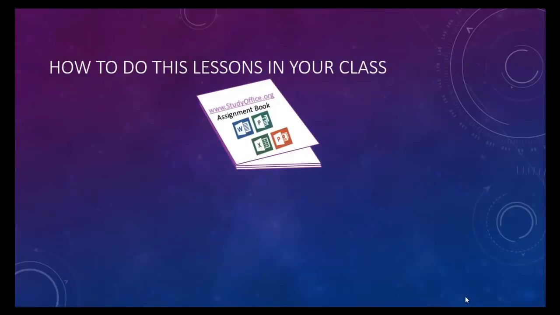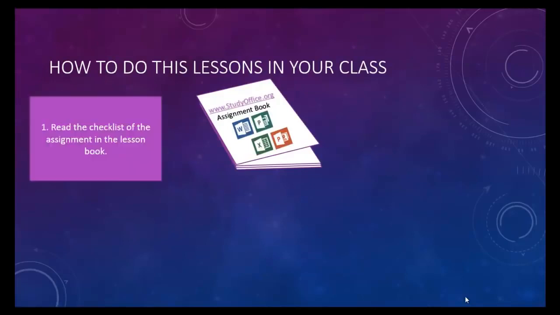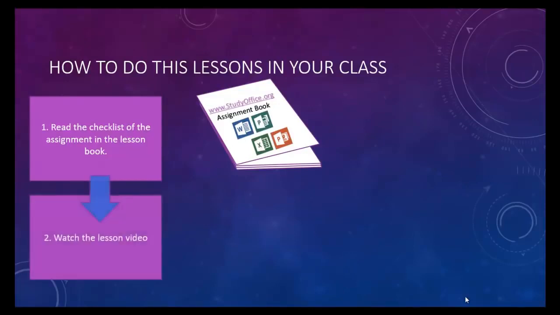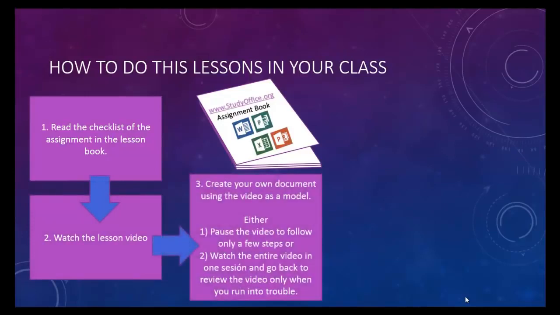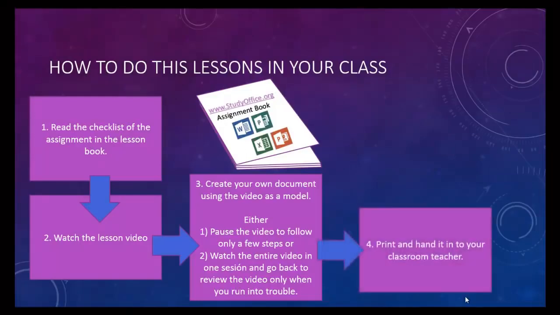There is an assignment book that accompanies every video. Each page in the assignment book has a checklist of the things that you should accomplish in each lesson. Watch the video lesson to see how things are done. After, you create your own document using the video as a model. You may have some modifications, such as your own business names or your own paragraphs or your own data, but it'll look very similar. Now, you can either watch the whole video through at one time or pause it as you go through it. Finally, print the document and your classroom teacher will grade it.